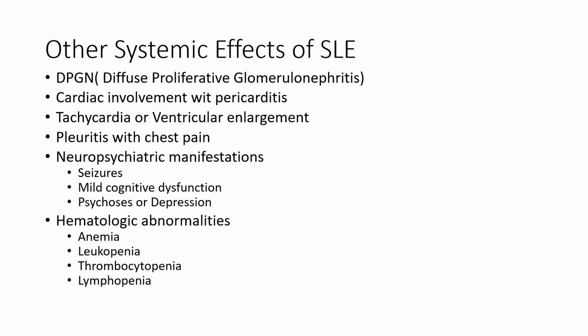Other systemic effects may include cardiac involvement with pericarditis, tachycardia, or ventricular enlargement, pruritus with chest pain, neuropsychiatric manifestations such as seizures, mild cognitive dysfunction, psychosis, or depression. Or we also have hematologic abnormalities such as anemia, leukopenia, thrombocytopenia, or lymphopenia.